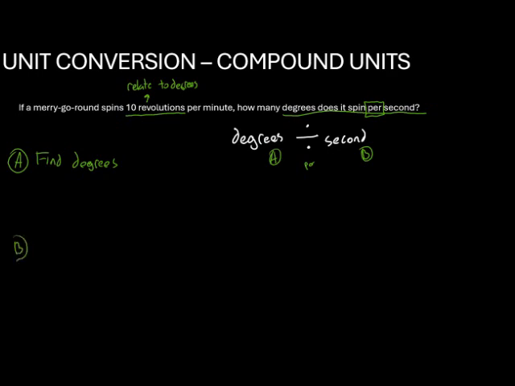Part B of this question will be finding the seconds. Notice that we are given 10 revolutions per minute, and minutes are a way to measure time. We can use this amount of time, the minute, and try to relate that to seconds. So for part A of this question, we'll change the 10 revolutions to degrees, and for part B of this question, we'll relate the minutes to seconds.